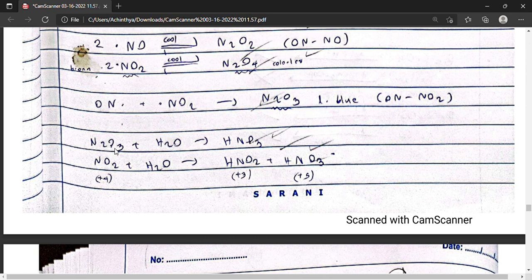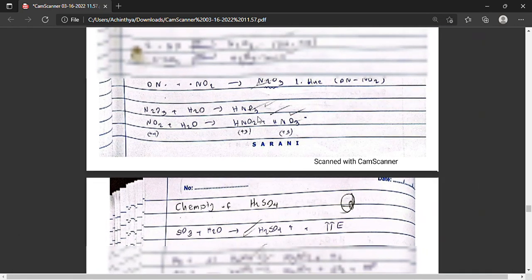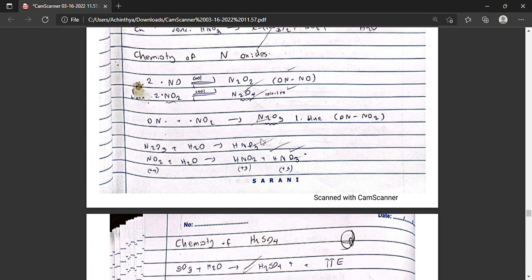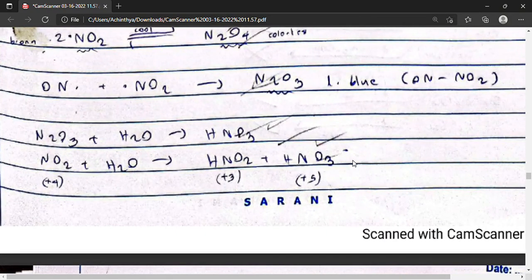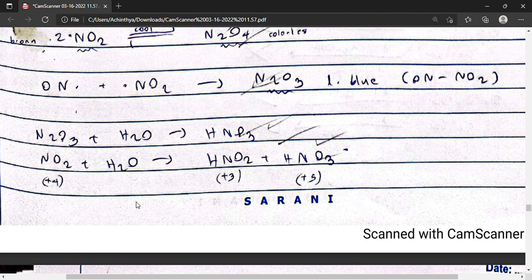Nitrogen sesquioxide will react with water to form nitrous acid, while nitrogen dioxide will react with water to form nitrous acid and nitric acid. This is a disproportionation reaction because the nitrogen gets both oxidized and reduced.